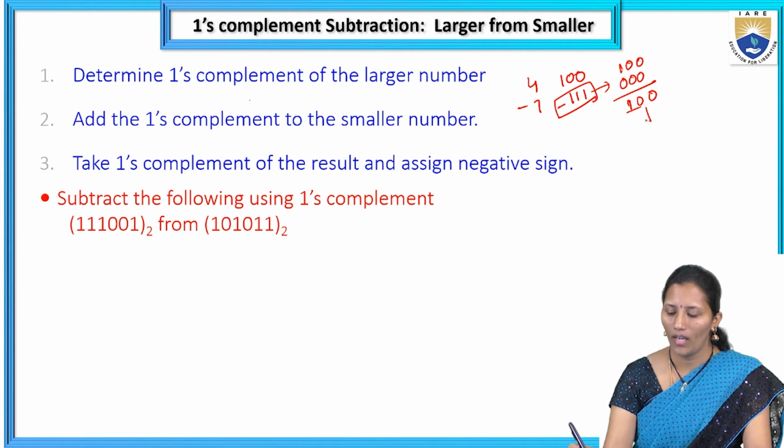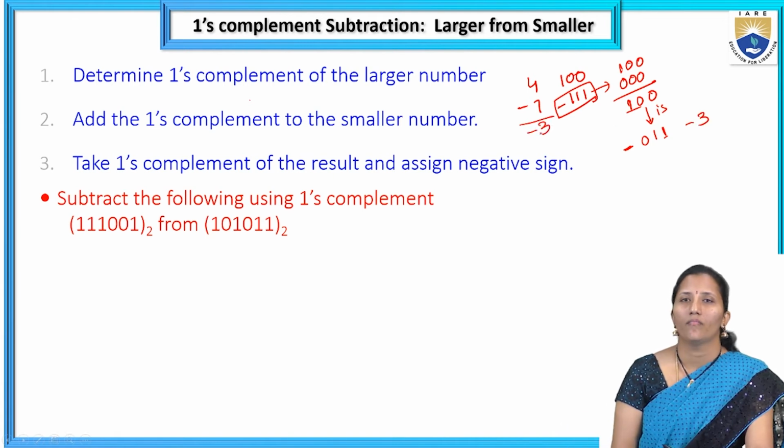So 1, 0, 0 we are going to get. Then again we have to take the ones complement of the result. So 1, 0, 0, ones complement is 0, 1, 1. And assign a negative sign here. So this is 3. Assign the negative sign to the total result. So that is minus 3. So 4 minus 7, we are going to get minus 3.